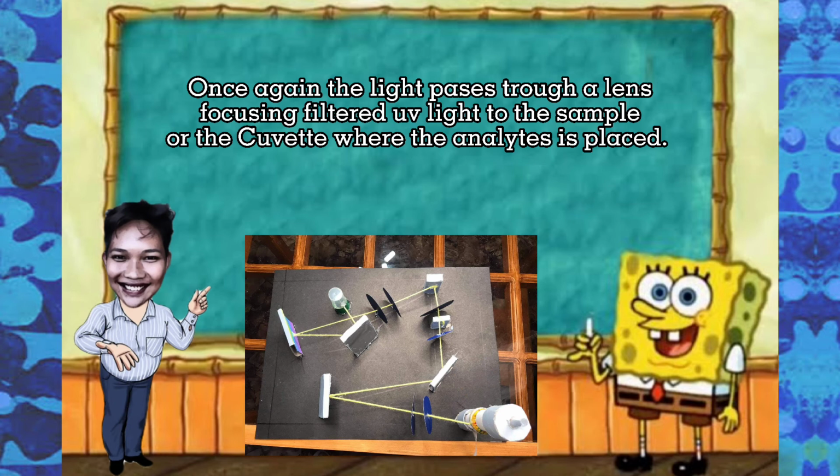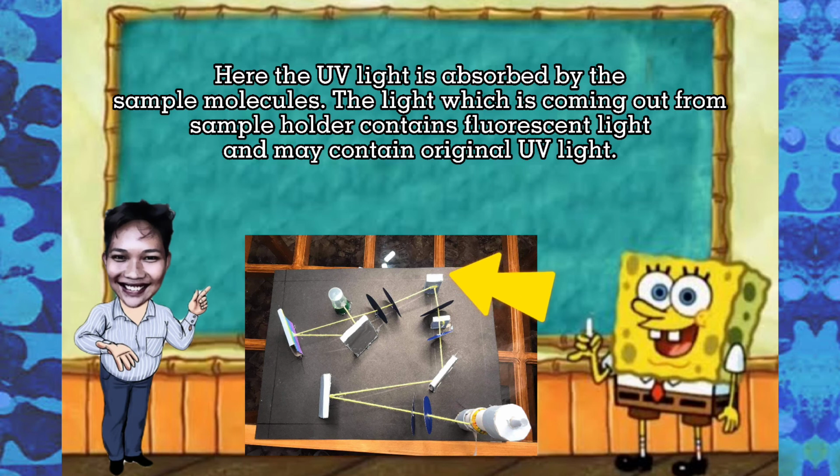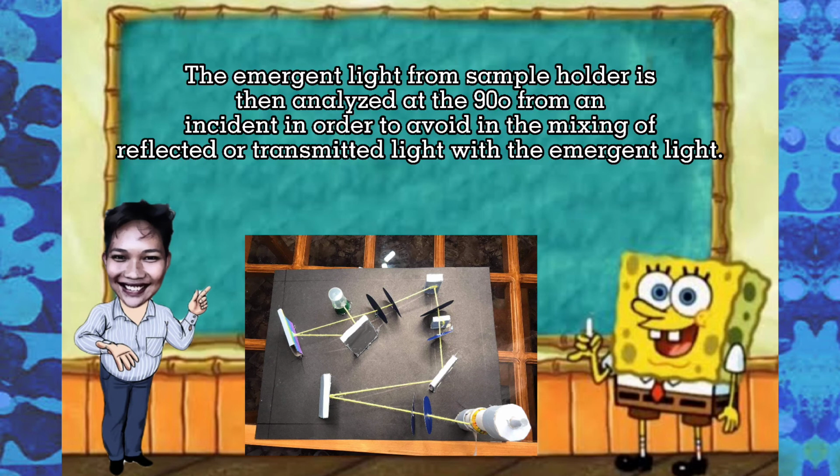Once again, the light passes through a lens, focusing the filtered UV light on the sample or the cuvette, where the analyte is placed. Here, the UV light is absorbed by the sample molecules. The light coming out from the sample holder contains fluorescence light and may contain original UV light. The emergent light from the sample holder is then analyzed at 90 degrees from the incident light in order to avoid the mixing of reflected or transmitted light with the emergent light.